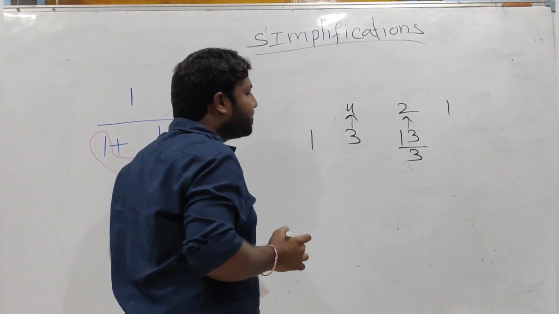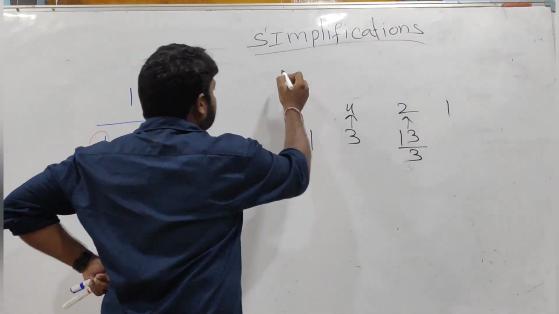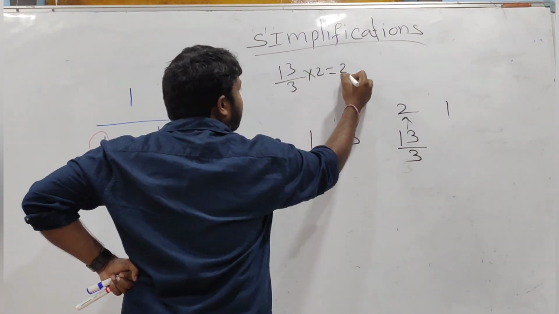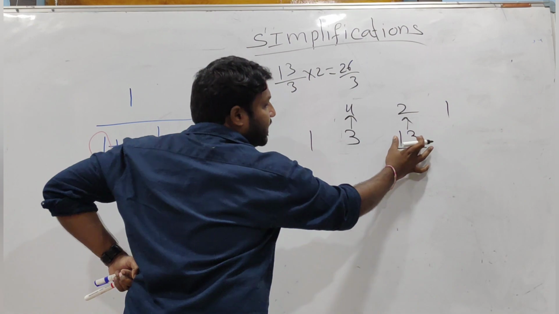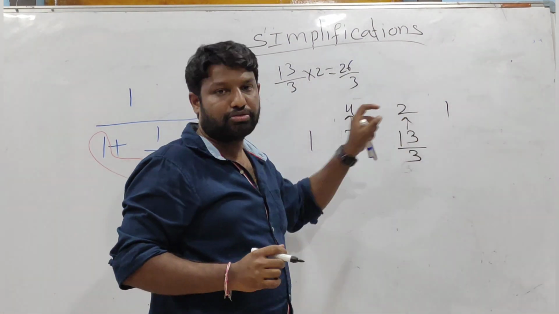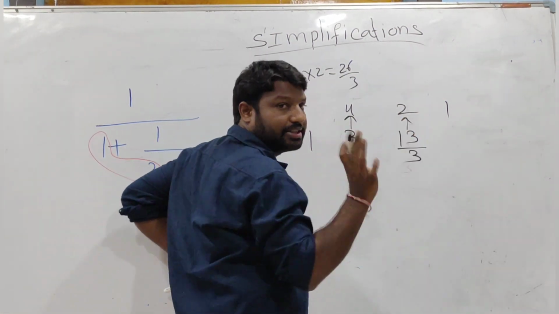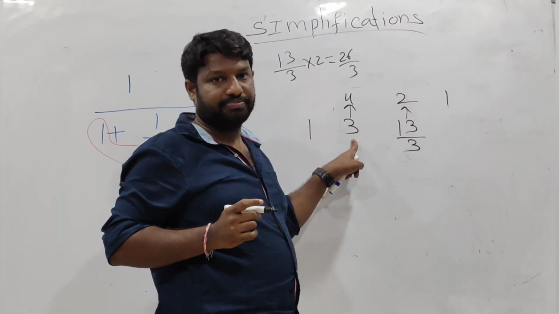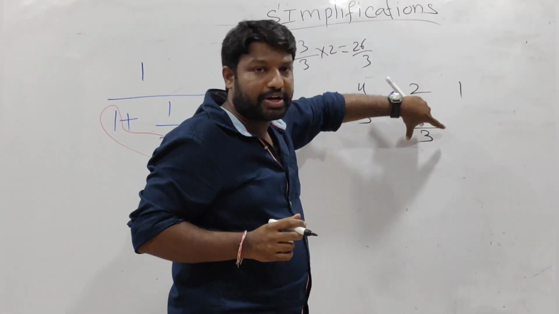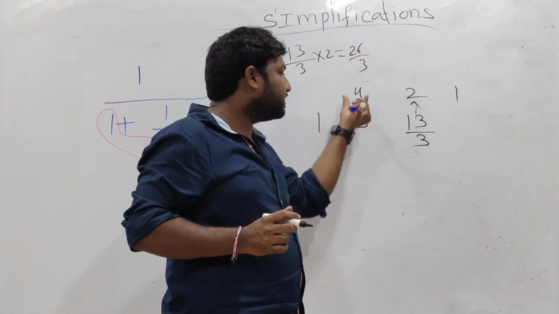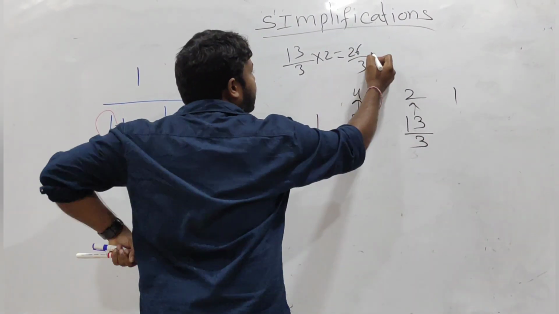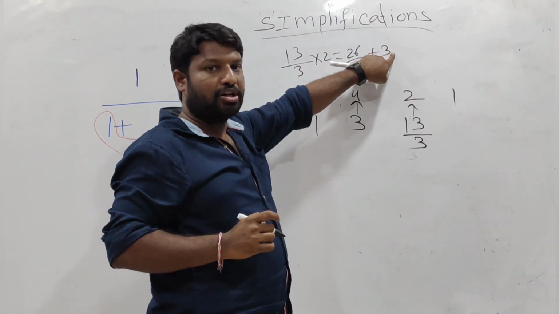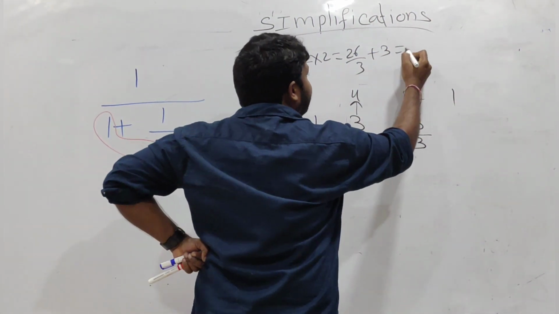Then multiply like this: 13 by 3 into 2. So 13 by 3 into 2, what will it become? 13 2s are 26, so 26 by 3. 13 by 3 into 2 is nothing but 26 by 3. Then plus 3. You should add now; after multiplying, you should add. So you will add 26 by 3 plus 3. 3 3s are 9, and 26 plus 9 is nothing but 35.